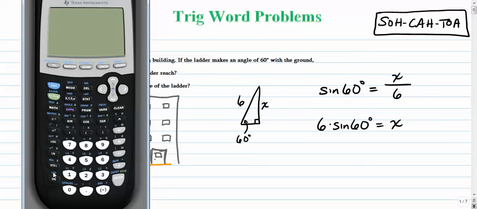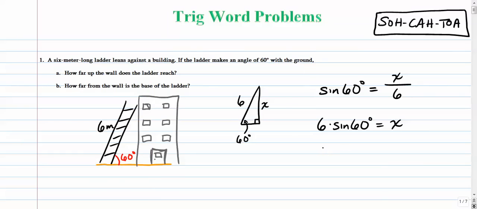Go to your calculator, make sure that it is in degree mode. 6 sine 60. And that doesn't look like it's right. Oh, I'm not in degree mode. Alright, lesson learned. I got a negative side length. That's always a red flag. There we go. 5.196. 5.196, and we are in meters. So that is the answer to part A right there.